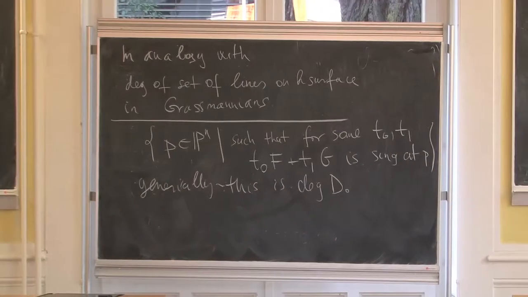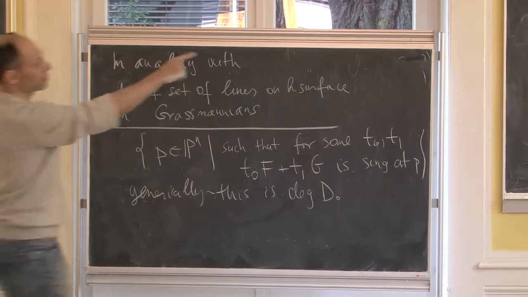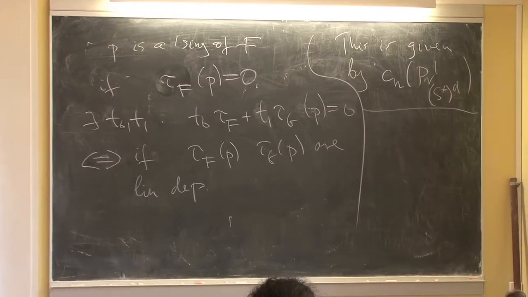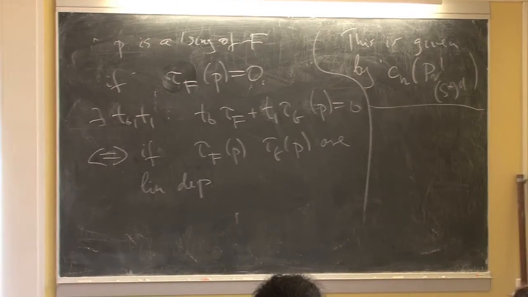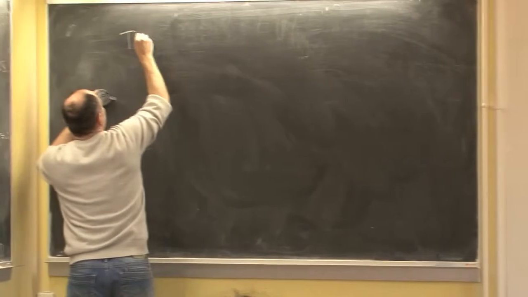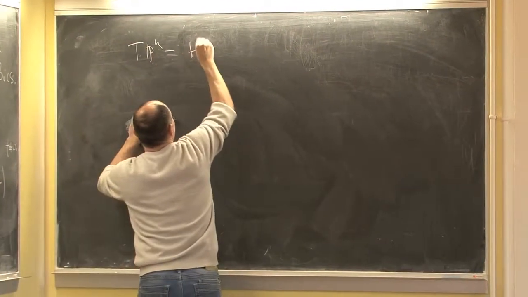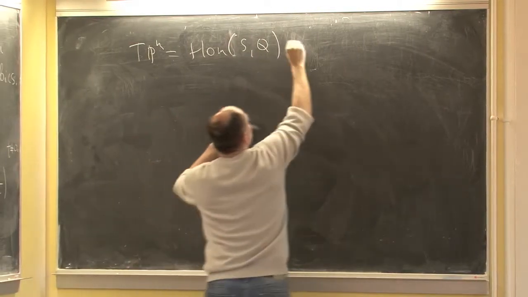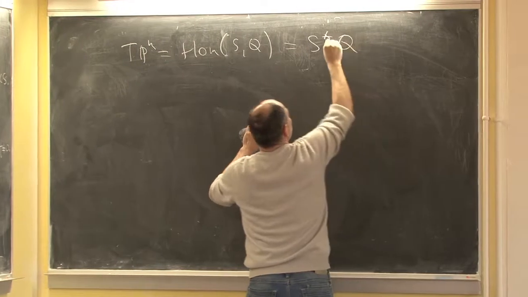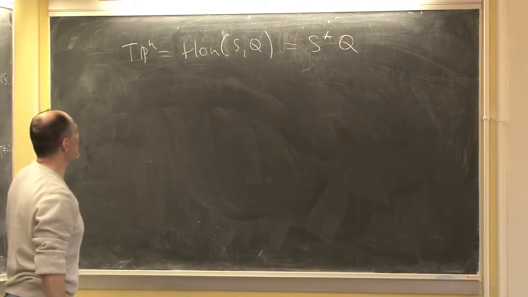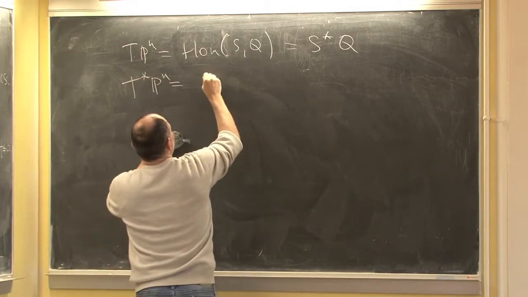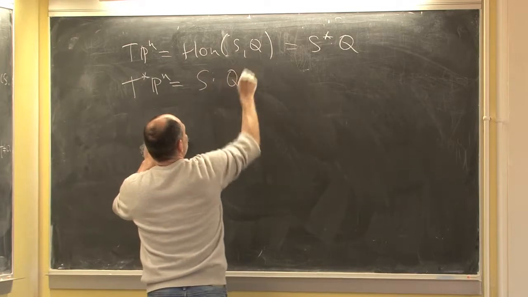So you remember our basic formula. So now we do the calculation of this Chern class. We need to calculate the total Chern class of PR, in fact. What we're going to do is use the formula that T Pn is equal to Hom(S, Q). This was our basic formula, right? So this is just S star tensor Q. And so that means that T star Pn is equal to S times Q dual.